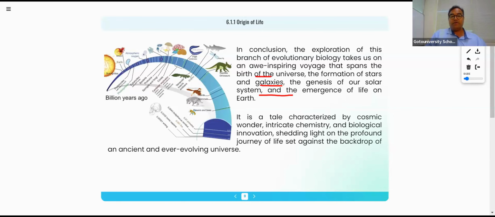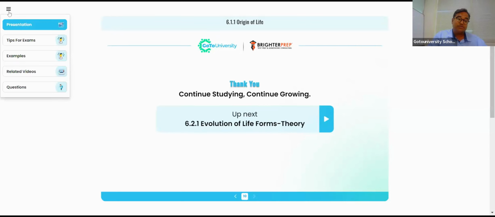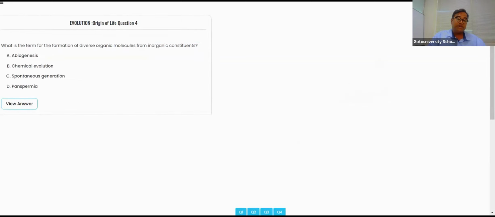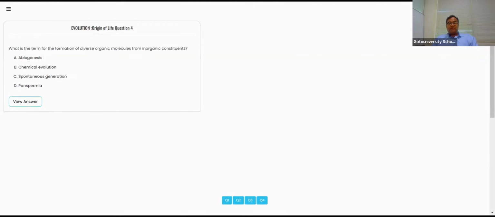Now you're coming to the next major segment, the evolution of life forms theory. Before entering into this, let me start discussing a few questions on the origin of life. Okay, before this second topic, we'll be discussing a few questions. Can you see this? What is the term for the formation of diverse organic material from inorganic constituents? Of course, chemical evolution.